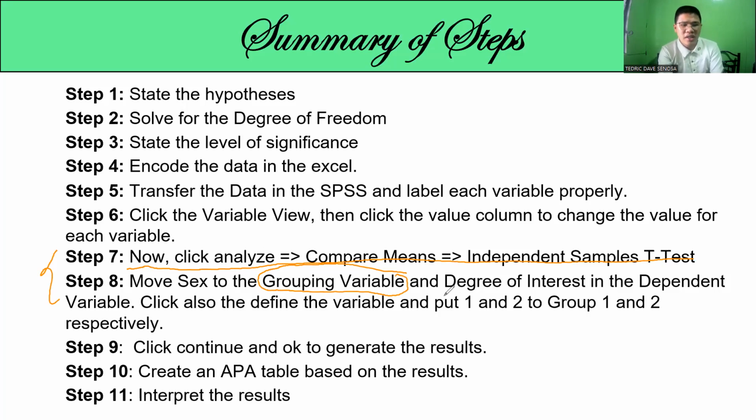And of course, degree of interest or your dependent variable here should be put also in the dependent variable. So kung parental involvement, of course, parental involvement ka resulti butang muda. And then you put group 1 for the first group and group 2 for the second group. So put 1 and 2 respectively. And then just the same process. This is just the same process a while ago.